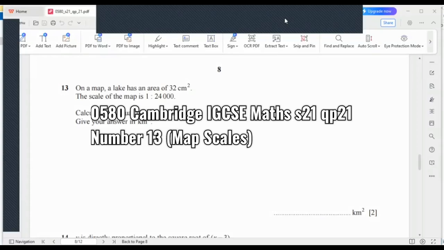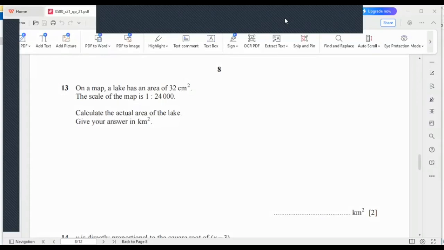The question here is on map scale. Now, I know a lot of you find map scale to be quite challenging, and that shouldn't be the case, because it's pretty simple as long as you know how to do simple multiplication or squaring something. It's actually really simple. So let's get into it.